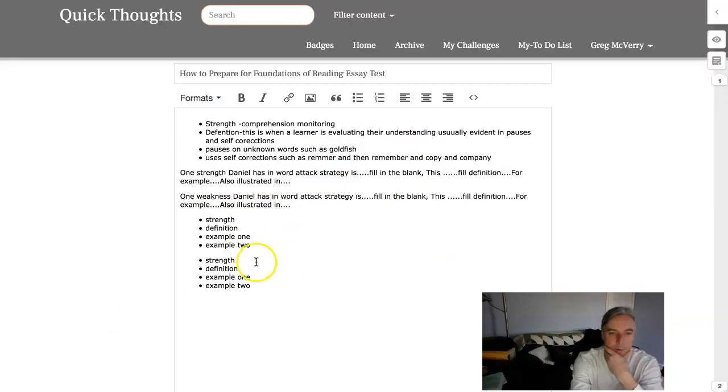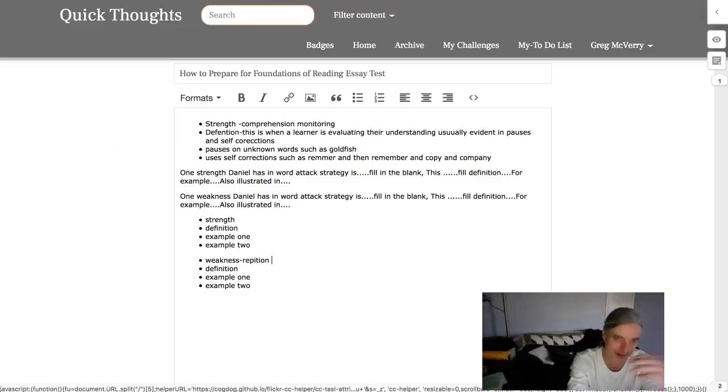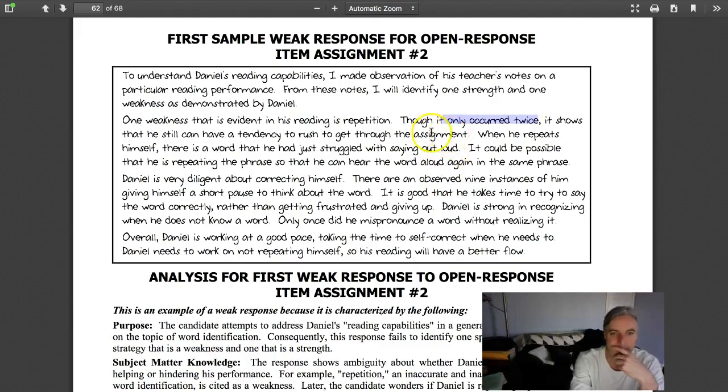Weakness. So the weakness in this example was repetition. Now, as you recall, when you're doing a running record, repetitions aren't counted as errors. So that right there should be a trigger to you. All right. And then do they define repetition? No, there's no definition.